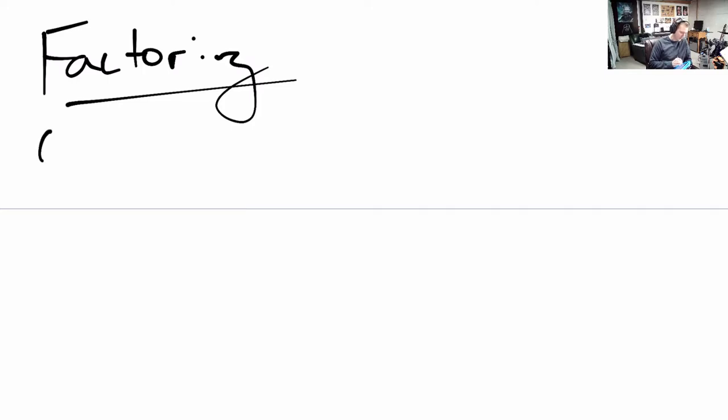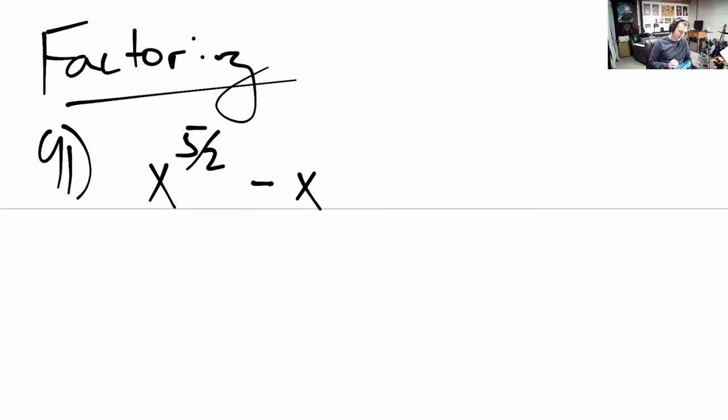This is question 91 from the textbook. It says to factor completely 5, x to the 5/2 minus x to the 1/2. And then it gives the hint of first factoring out the biggest fractional exponent that you can.